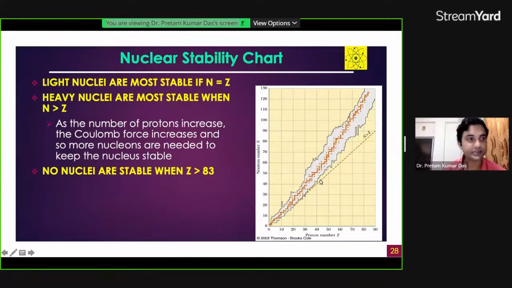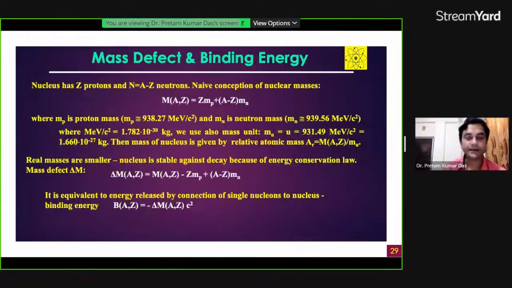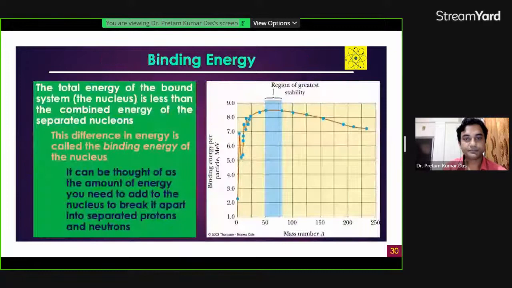But as the neutron number becomes more in comparison to proton, the line goes this way, and it becomes unstable compared to this region. And when we go to Z number greater than 82, we can see it automatically decays by alpha decay.